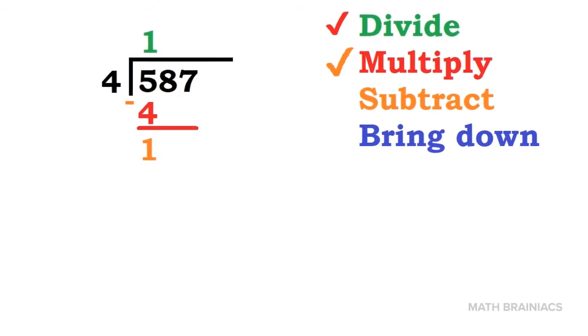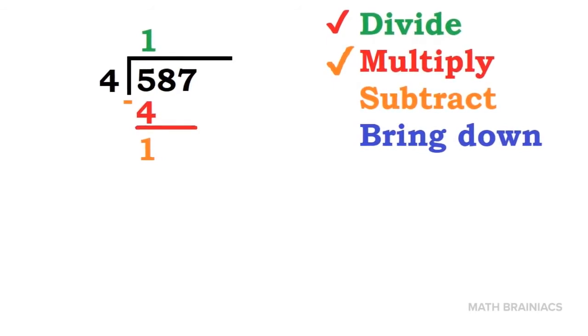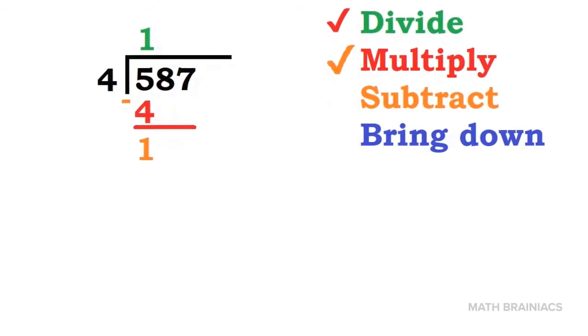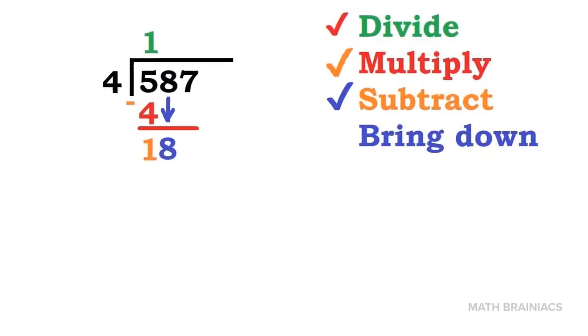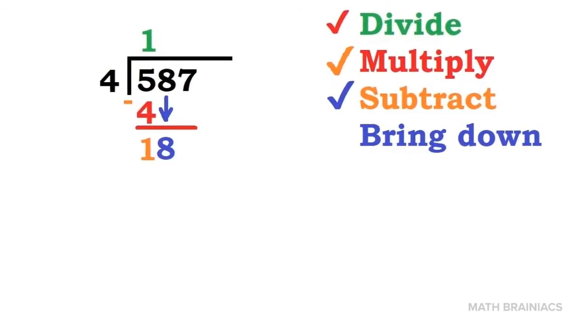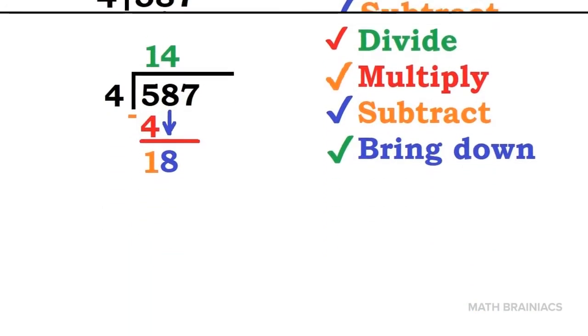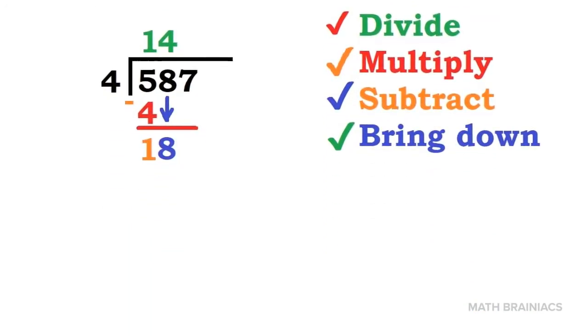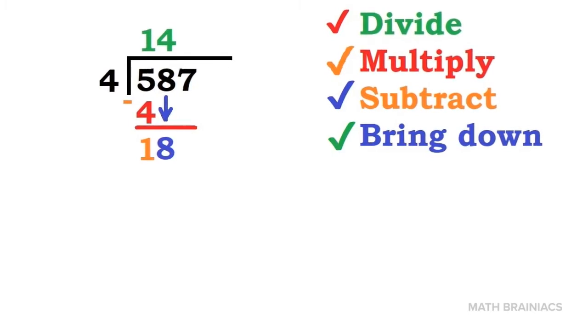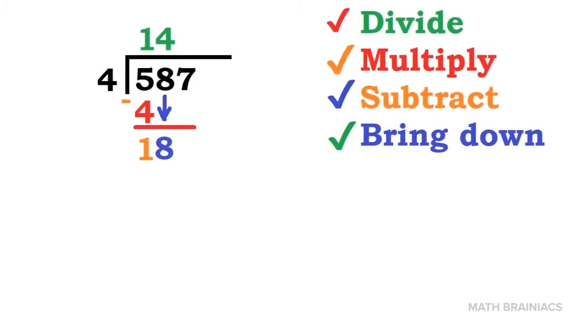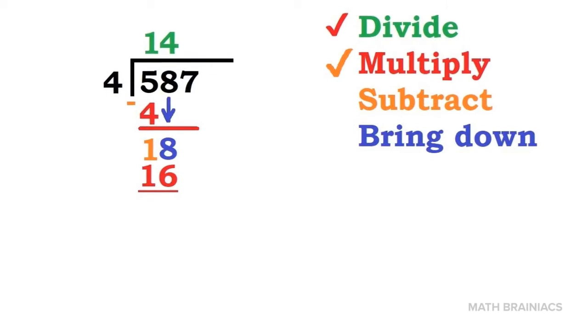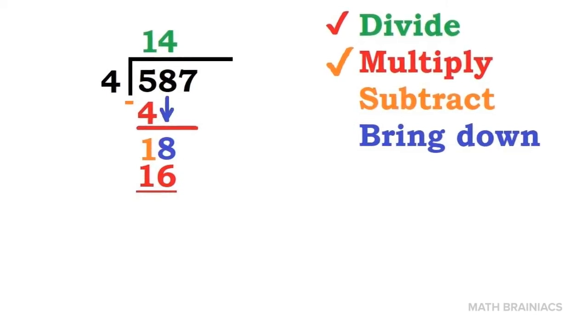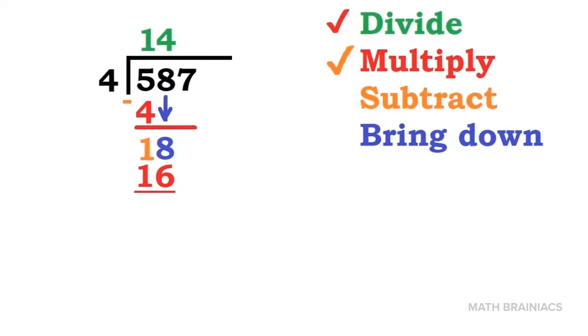After divide and multiply, we will move to subtract. 5 minus 4 is equal to 1. Next, we are going to bring down the 8. So, we have 18. Afterwards, we need to divide again. How many 4 are there in 18? There's 4 in 18. Then, we are going to multiply the quotient and the divisor again. 4 times 4 is 16.